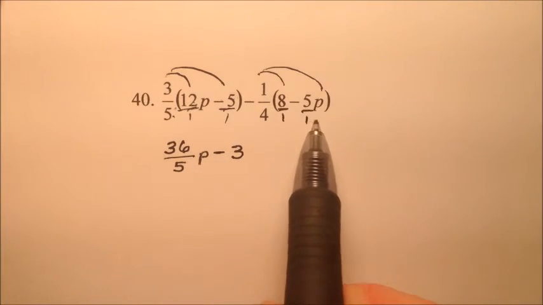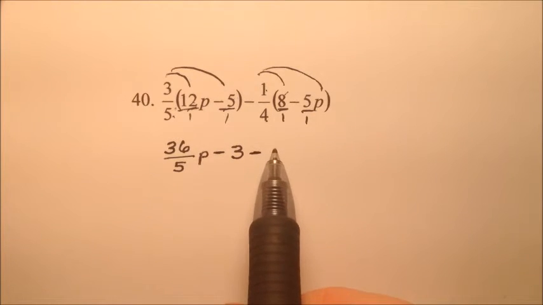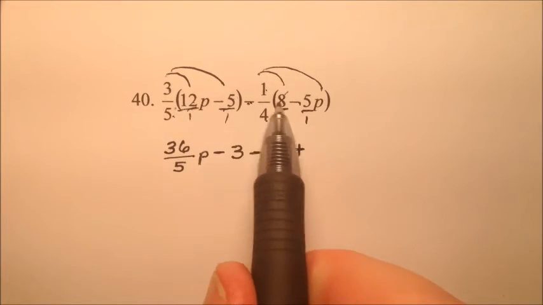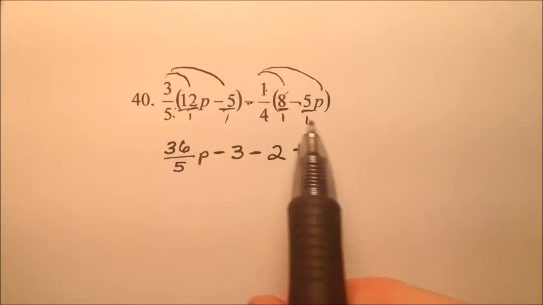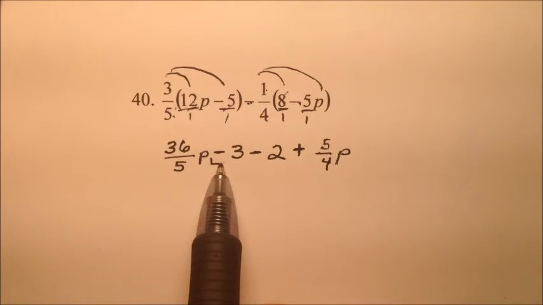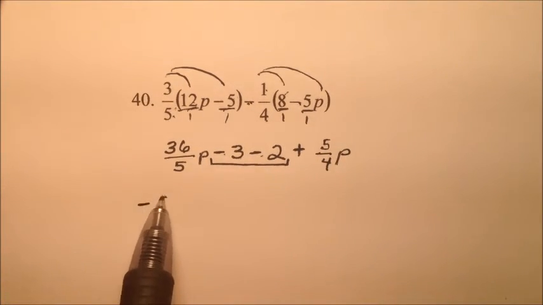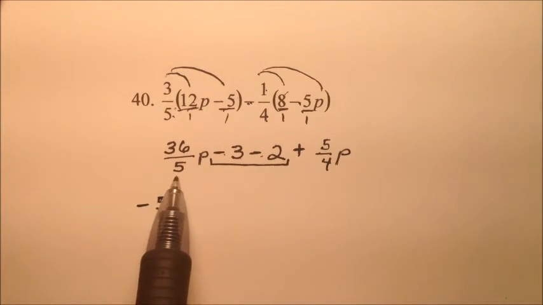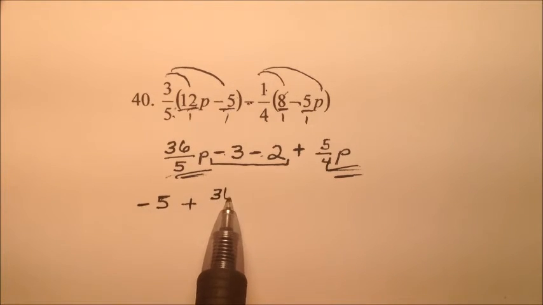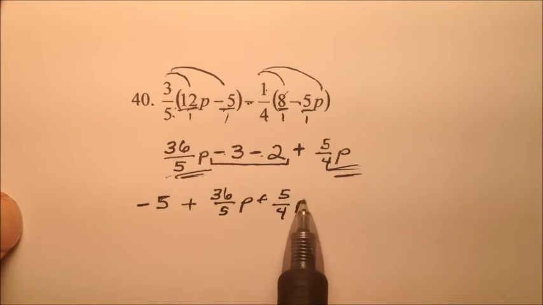And then here we'll put them over 1, and a 1/4 times 8, so those will cancel, and you just get minus a 2. And then a minus a negative right there will be plus, so the negative times a negative, and then you have 5 over 4p. So it looks like these constants here are really nice. -3 minus 2 is going to be a -5, so we'll put them out there. And then we have to deal with this p business out here, so we've got plus 36 over 5p, and then plus 5 over 4p.